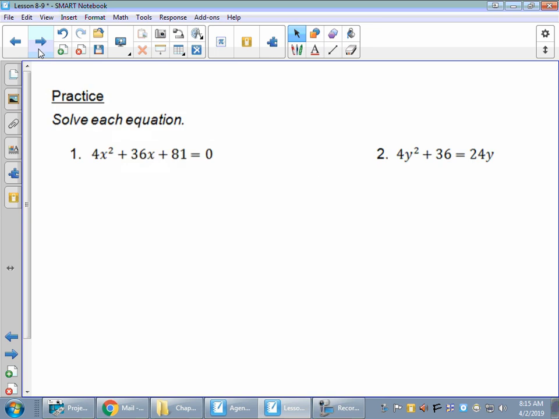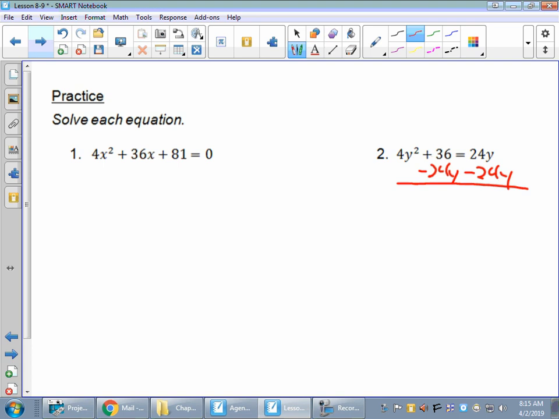All right, so let's work on an example. Let's do example 2 over here. The first thing I notice as I look at my list is that I have to make sure the equation is equal to 0. This one is not. So I'm going to subtract this 24y, subtract this 24y, and I want to write it in standard form where I've got descending order. So 4y squared minus 24y plus 36 equals 0. So now I've got everything on one side of the equation and equal to 0.